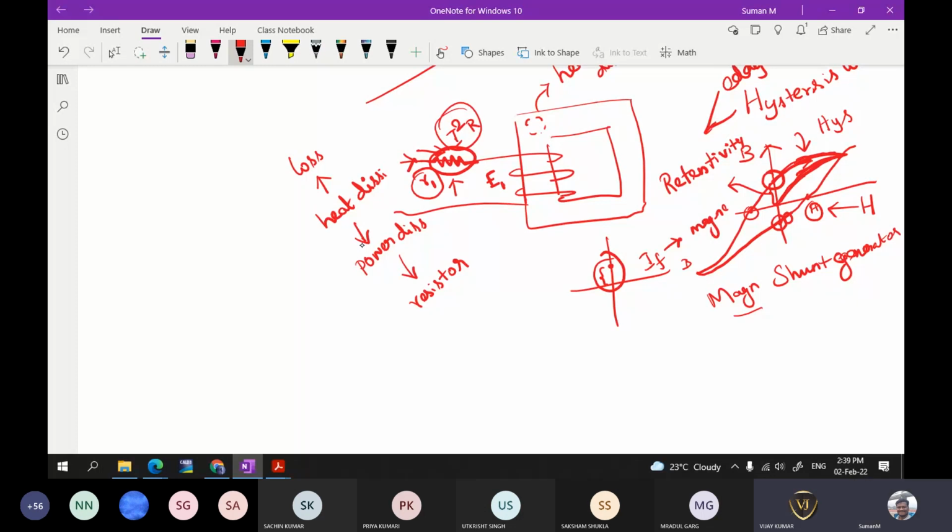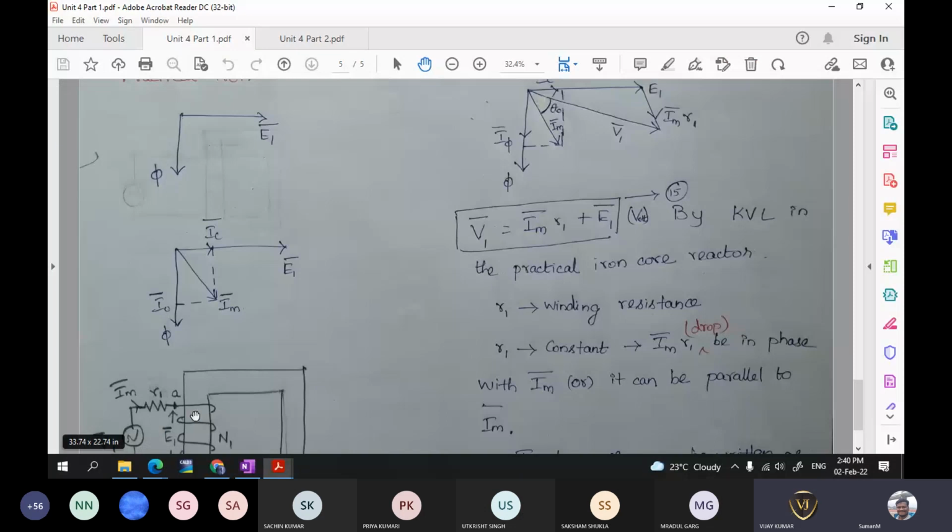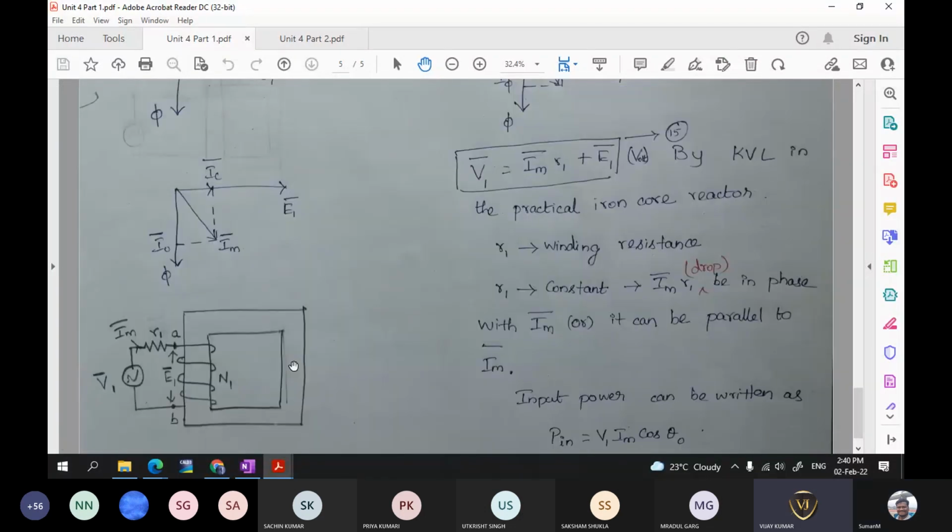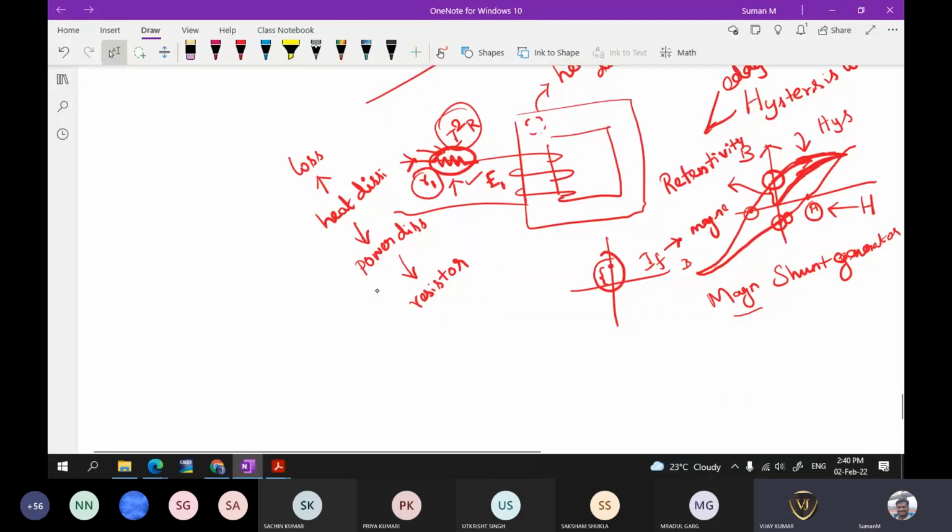Now other than this, we are going to have the copper loss, and the second one is the core loss. That core loss we need to represent. So how are we going to represent it? Before we do that, here we will consider two current quantities.